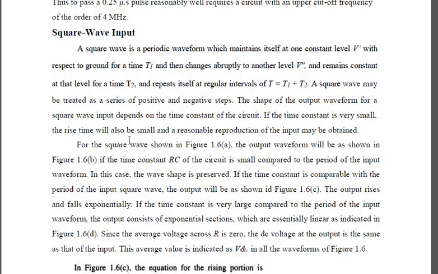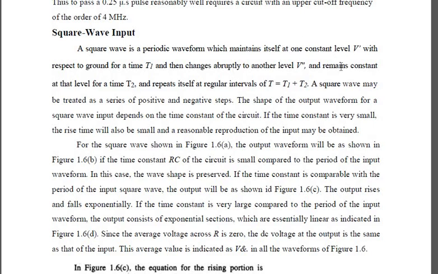Now the next input signal that you are having is your square wave input. Now we have seen your step pulse input, right? Now we are going to see your square wave input. The square wave is a periodic waveform. Of course, a square wave is a periodic waveform which maintains itself at one constant level. Just imagine in your mind what a square wave is and how it will be. So a square wave is a periodic waveform which will be maintaining itself at only one constant level with respect to the ground for a time t1, and then changes abruptly to another level.